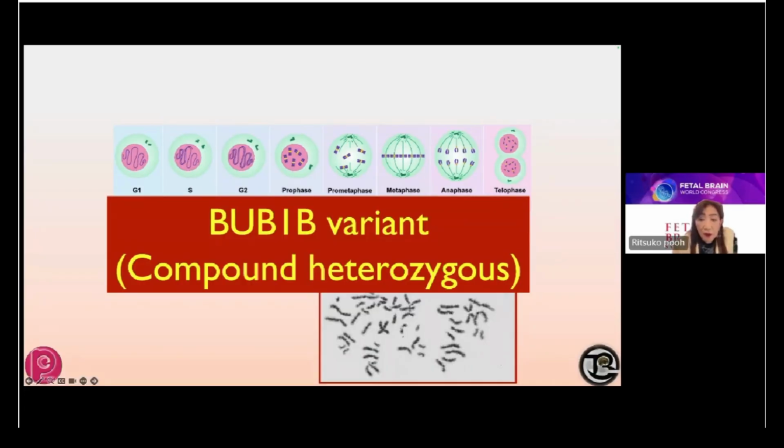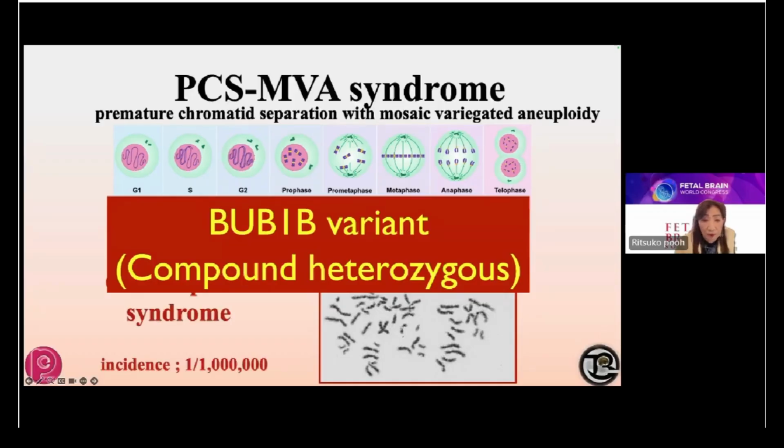And this is a very rare autosomal disorder, PCS-MVS syndrome. And this syndrome is associated with the BUB1B gene variant. And the BUB1B variant, PCS-MVS syndrome, is very prone to childhood cancer, with very poor prognosis. And in this case, compound heterozygous inheritance of the BUB1B variant was found.